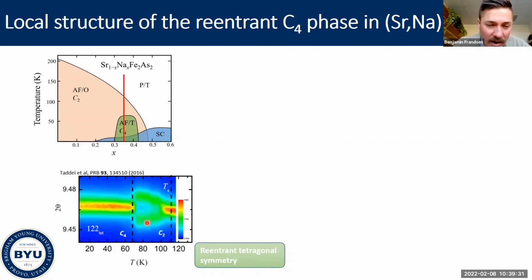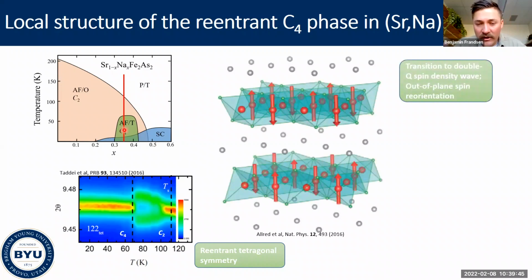So if you look at the diffraction pattern, you have a splitting of the Bragg peak at the initial transition right here, and then the Bragg peak reconverges below as it enters this reentrant C4 phase. And Jared Allred did some very nice work to determine what's happening to the magnetism in this magnetic C4 phase, and he showed that it is magnetically ordered. It's an interesting coherent superposition of two orthogonal spin density waves, and that has some important implications for how we understand the significance of this magnetic C4 phase.